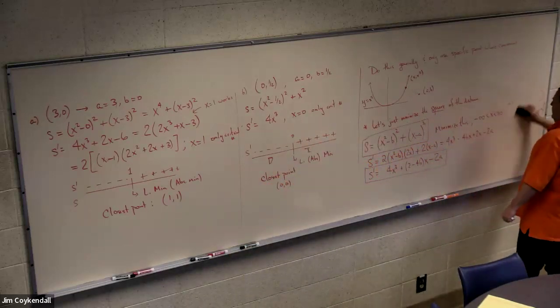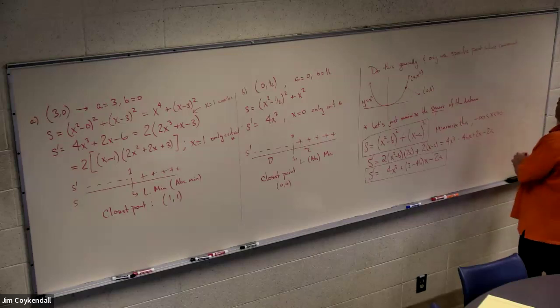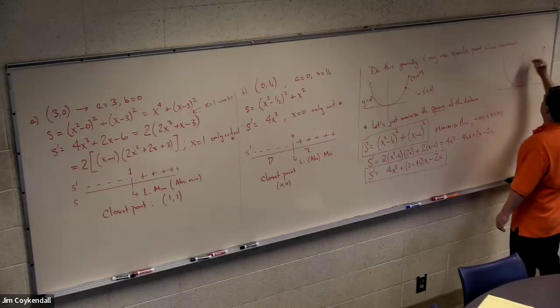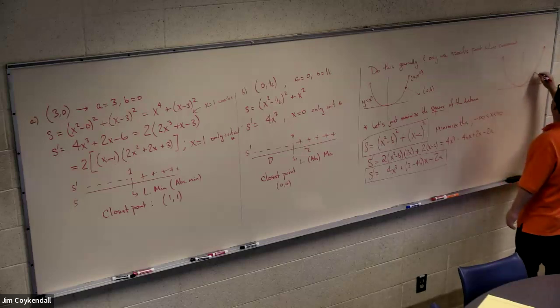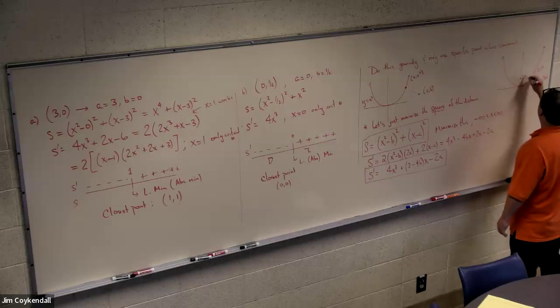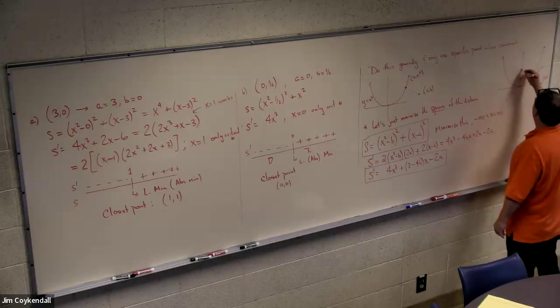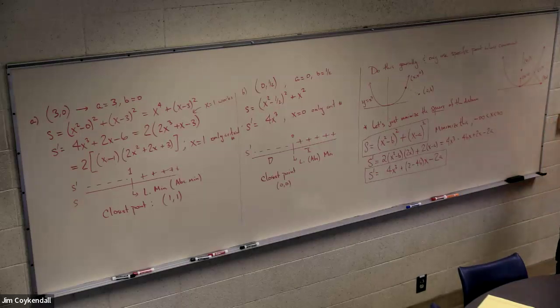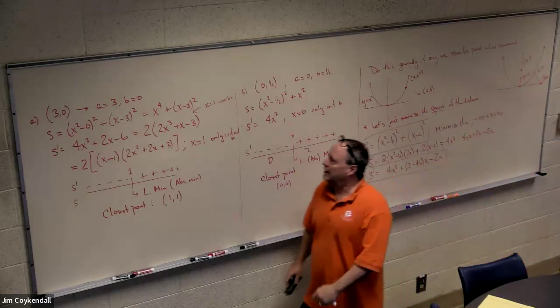So let's see what we've got so far. On this parabola here, if you have 3, 0, the closest point is 1, 1. At 0, 1/2, the closest point was here. What about up here at 0, 1? This one's a little bit more complicated.